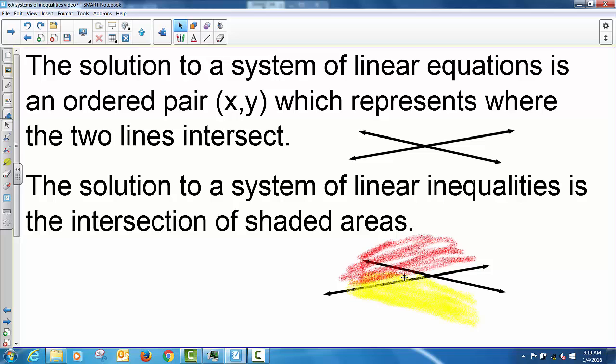That means that you could pull a point from anywhere in this shaded area where it's red and yellow, anywhere in that area, and you would be able to plug those numbers into the inequalities and come up with a true statement. Okay, let's see how that works.